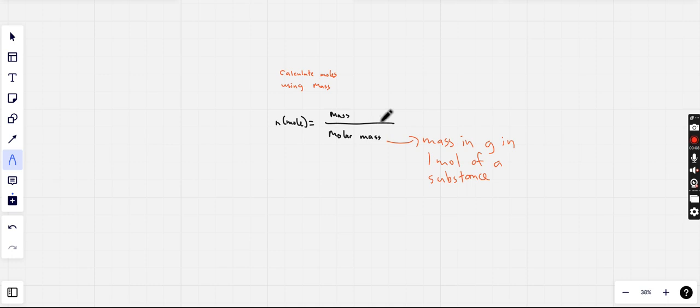I'm sure that you guys have seen this formula before, that your school has provided. It's n, number of moles, equal to mass divided by molar mass, whereby molar mass means mass in gram in 1 mole of a substance. So this substance can be a compound or an element by itself.